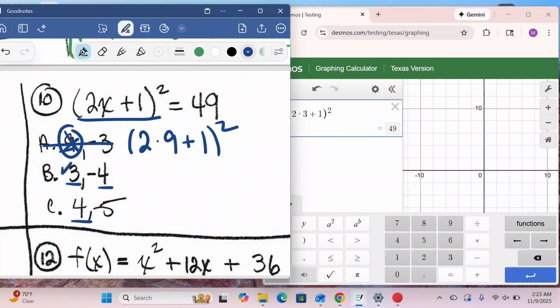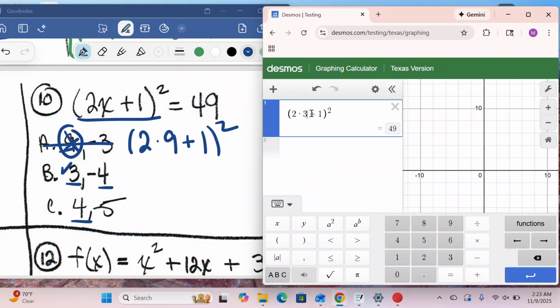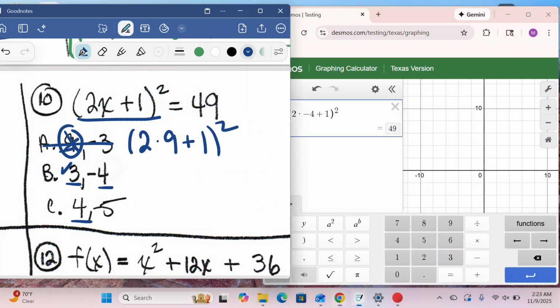Then I'm going to check the second one. And I'm just going to replace here in my calculator. And I'm going to go ahead and replace that with a negative 4. And it gives me my answer of 49. So this is a solution set. So yes, we have one.